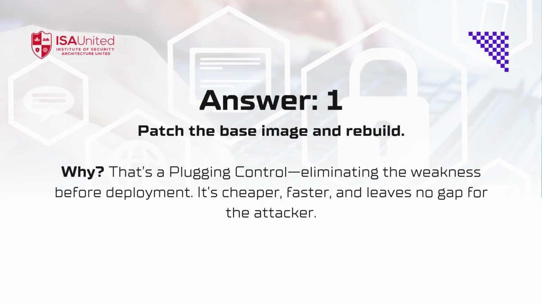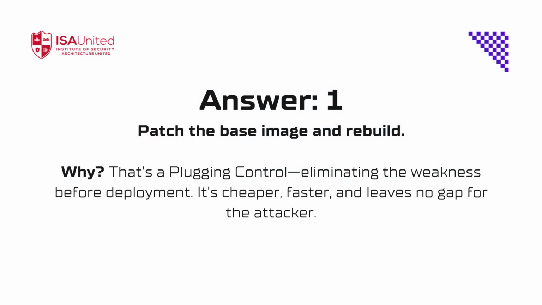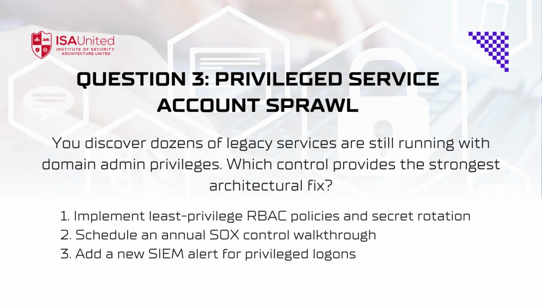Answer is 1. Patch the base image and rebuild. Why? That's a plug control, eliminating the weakness before deployment. It's cheaper, faster, and leaves no gap for the attacker. Third question: privileged service account sprawl.